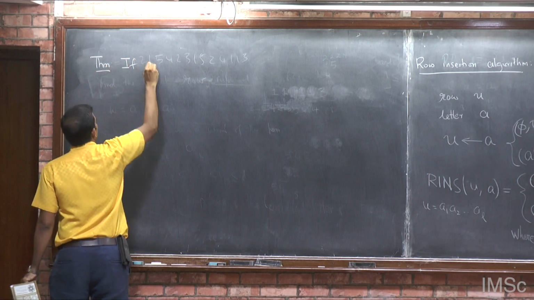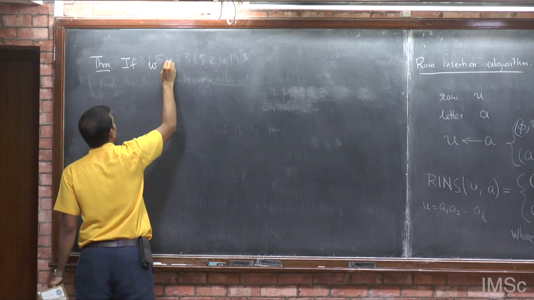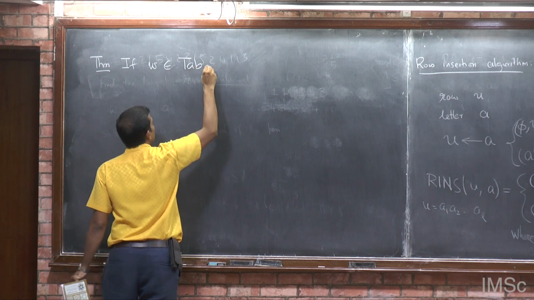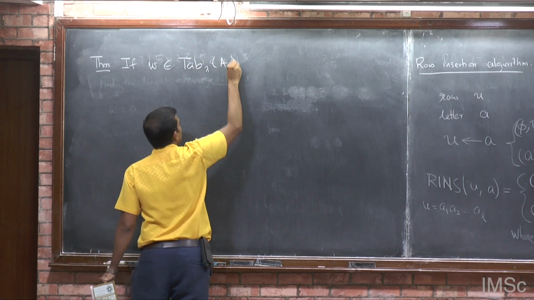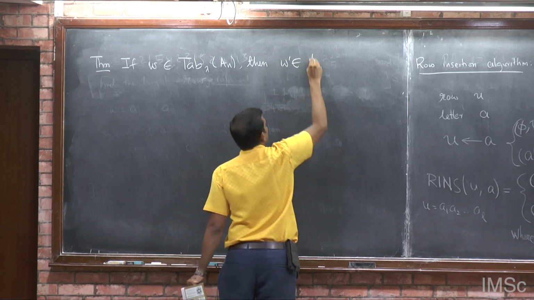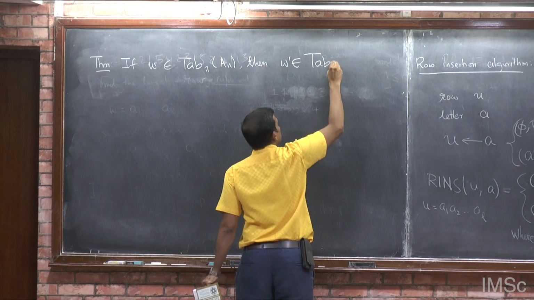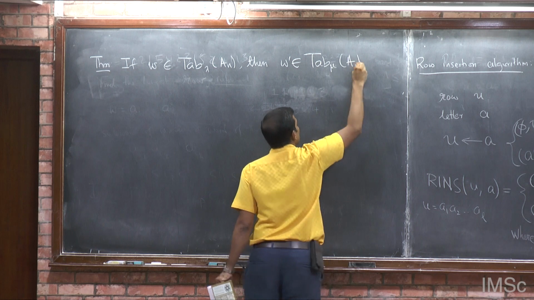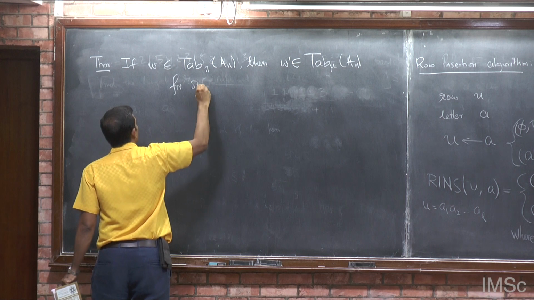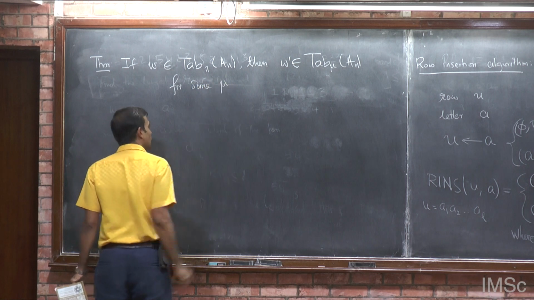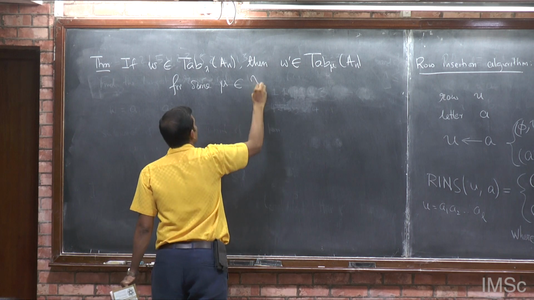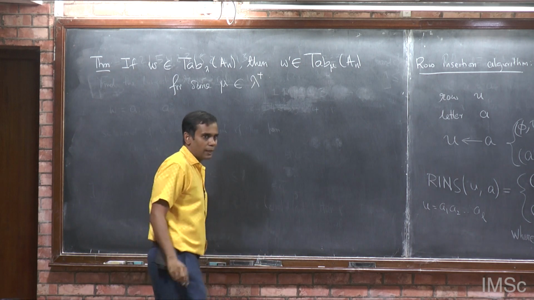if W belongs to tab lambda a n, then W prime belongs to tab mu a n for some mu belonging to lambda plus. So, let me explain what lambda plus is.